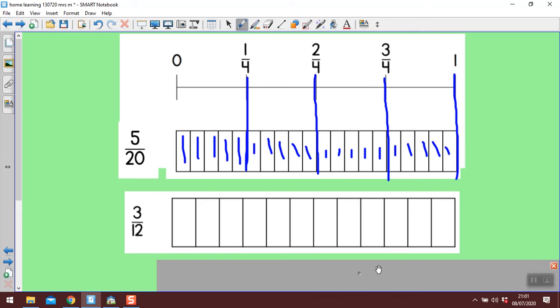We've done the same for 3/12, so the bar models are the same size as the number line. This is 0, this is a whole one. We've got 12 equal sections and we want 3 of them. So 1/4 is equivalent to 3/12. Can you pause the video and write down some more equivalent fractions?